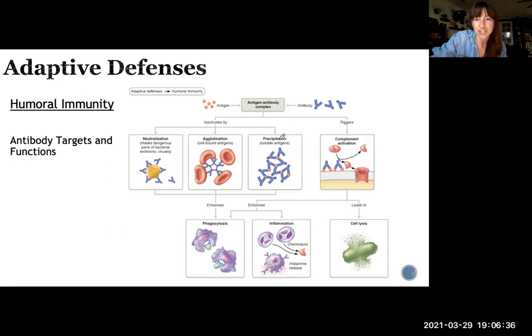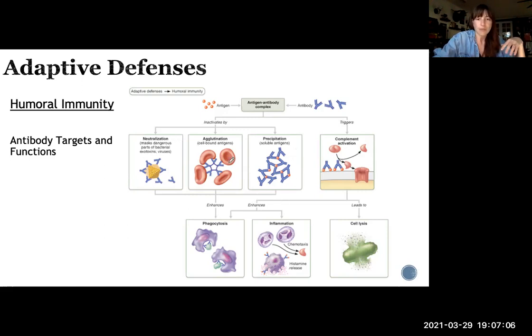And precipitation. So you can have your antibodies making a lattice with the antigens. And this, again, just makes a really big target for other immune cells. So if you've got this great big blob, like a big old clot, in the case of agglutination or precipitation, you've got a larger physical structure, and it's a lot easier for other immune cells to come and find it and take care of it, okay?